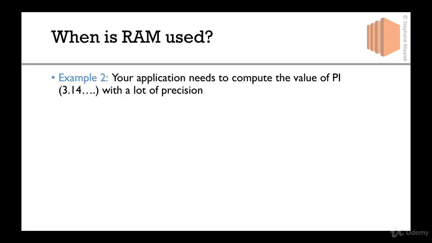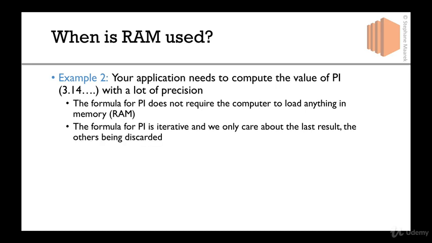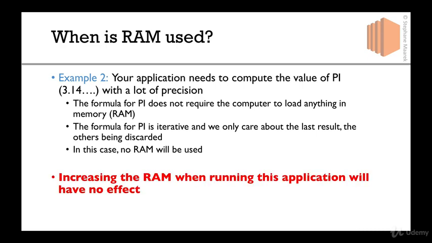Now, oppositely, let's say your application needs to compute the value of pi, and pi is 3.14, etc., with a lot of precision. Now, the formula of pi does not require the computer to load anything in memory. It's just a mathematical formula, just computations, right? There is a formula to get it iteratively, and because you only care about the last result, all the others being discarded, nothing is kept in memory but the last result, which is a very, very little amount of RAM. In this case, as I said, no RAM or very little will be used.